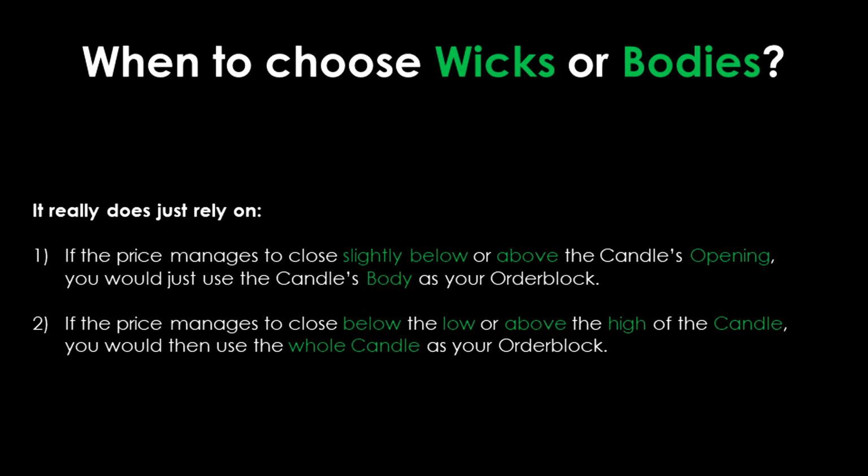So the two different scenarios we have are the following. 1. If price closes just above or below the open of the candle, then you would just use the body as the order block. This is because price only closes above the open and not the wick. Our second scenario would be the opposite of the first. This is that the price closes below or above both the open and the wick, or the high of the candle. Then in this case, you would use the whole candle as an order block alongside the wicks. Now let's take a look at a few examples.